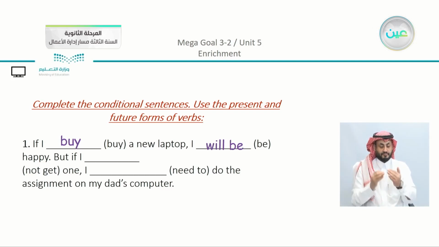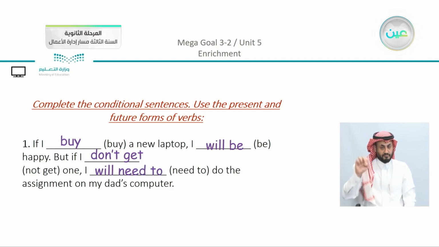But if I don't get one, how can I rearrange it here? We can say, if I don't get one, I need to do the assignment on my dad's computer. So we are talking about something that's going to happen in the future. How can you change the verbs in the brackets here? We can say that I will need to do the assignment on my dad's computer.